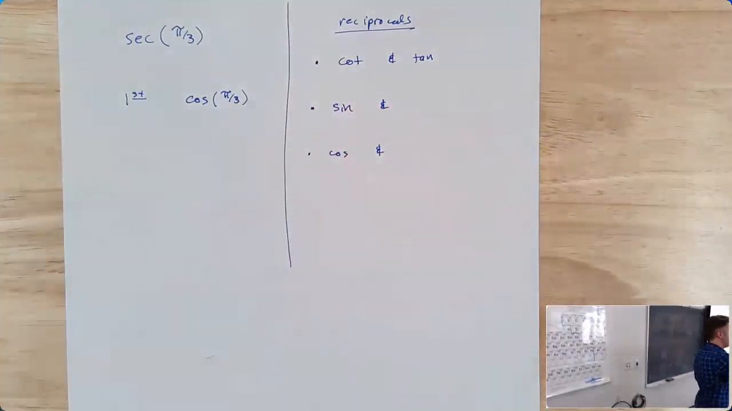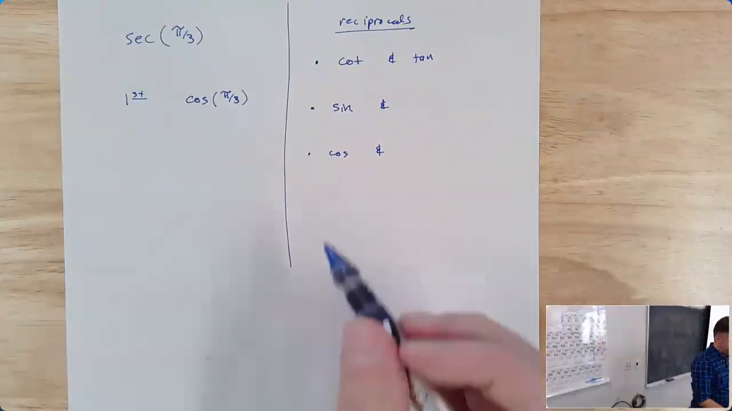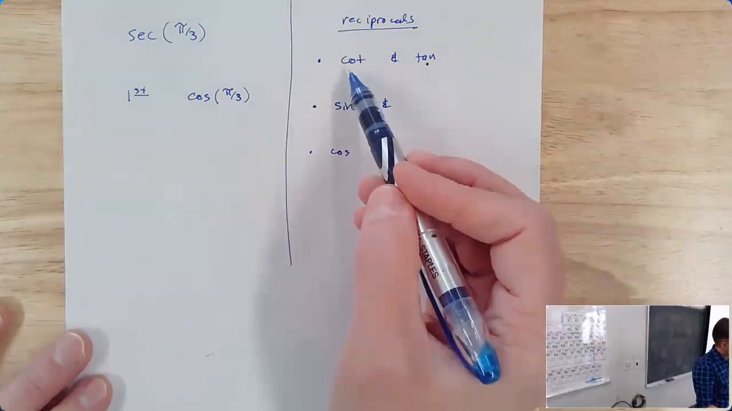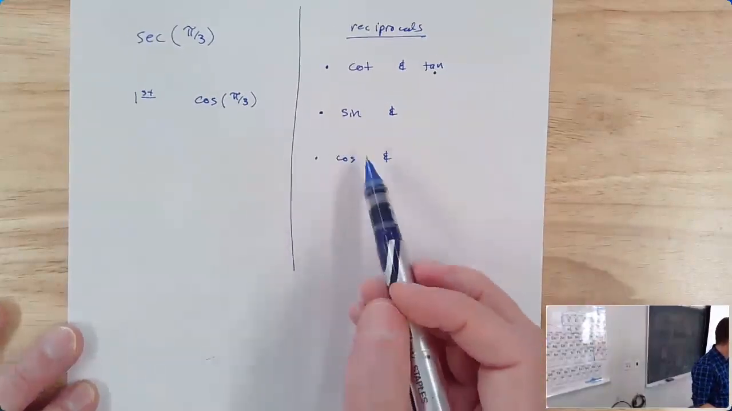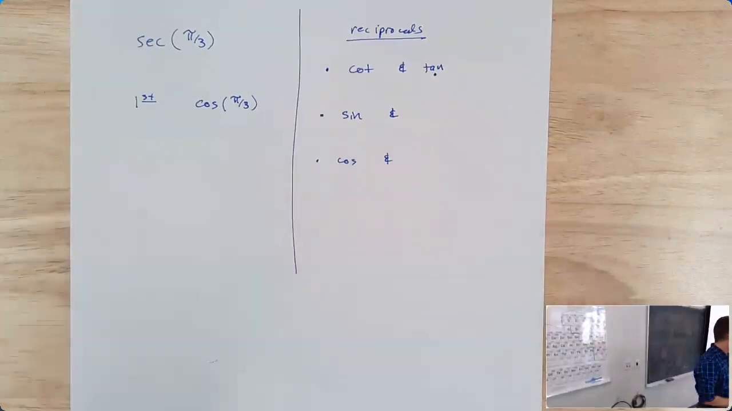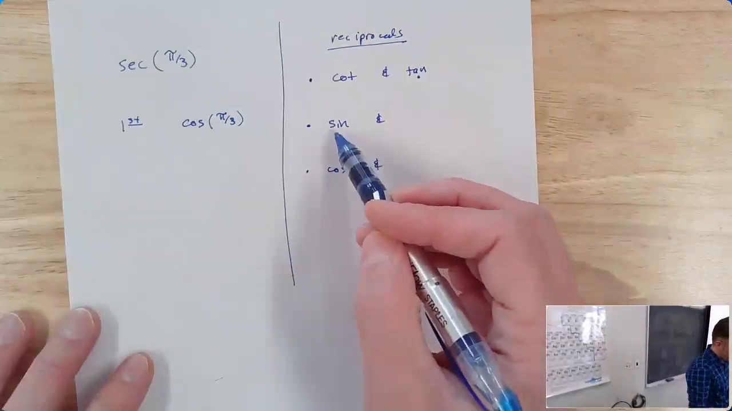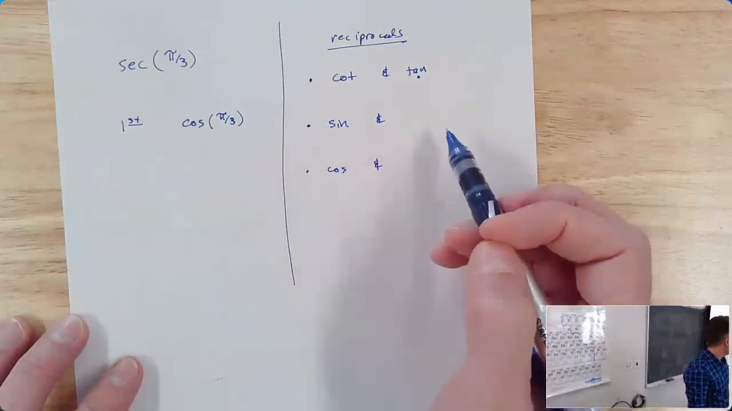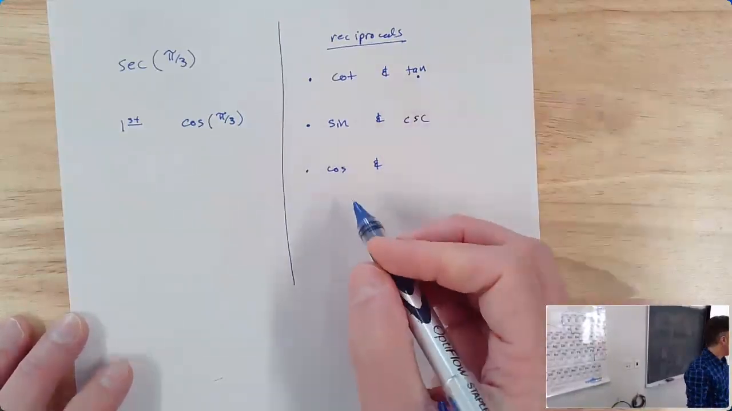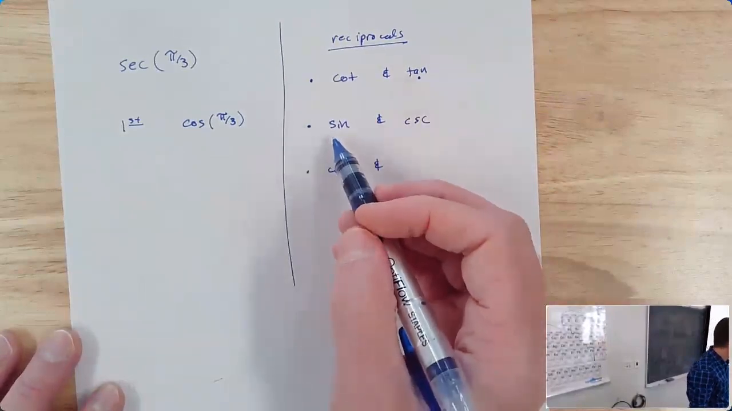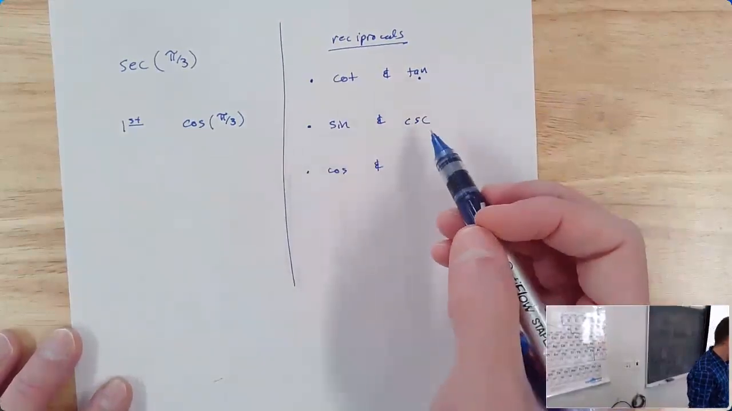Each pair of reciprocals has one regular function and one co-function. Regular is not a good name; I don't have a better name for it. I have tangent and cotangent. Here's sine, here's cosine. If they don't go together, they're not reciprocals. They're co-functions. So sine has to go with either secant or cosecant. It's going to go with cosecant because you have to have one non-co-function and one co-function.